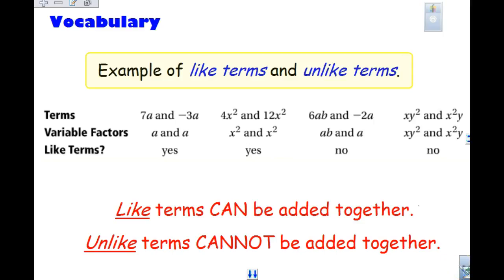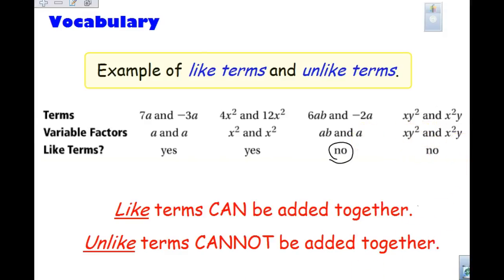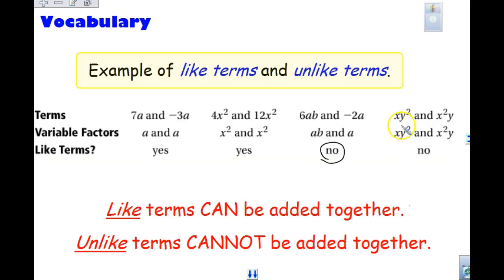So take a look at this one on the top of the next page of your notes. It says, okay, these are examples of like and unlike terms. If we have 7 and negative 3a, it says, what's their variable factor? Both a. Are they like terms? Yes. 4x squared, 12x squared, both x squared. Oh, this one is a definite no, because you have a, b, and you have a. And in the last one, they look so close, don't they? They almost look alike, but the x here is to the first, and y is to the second, so it is key that those are not the same, okay?